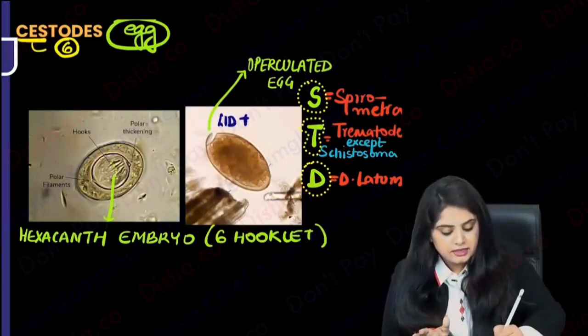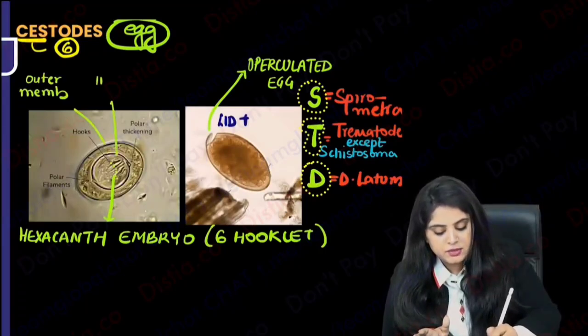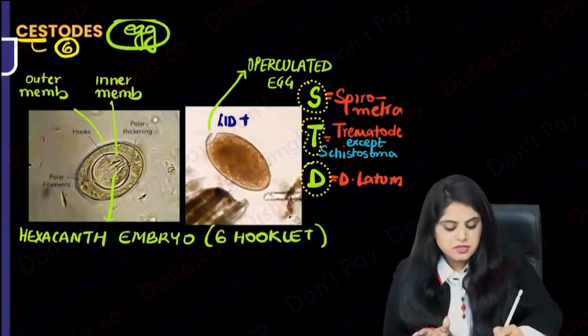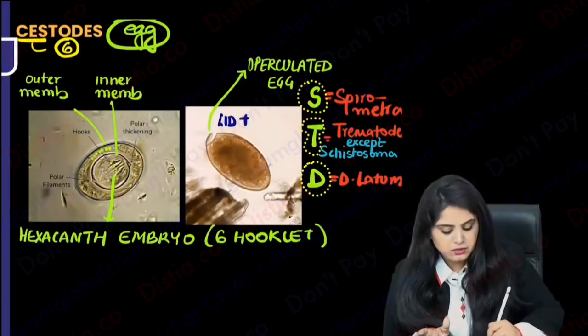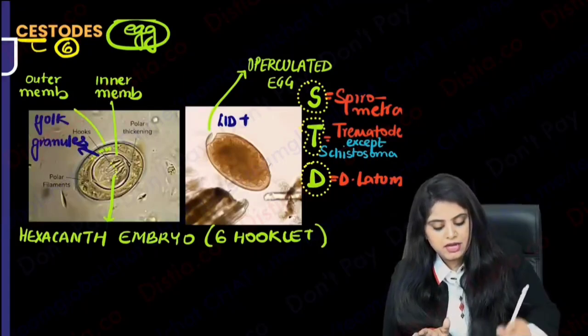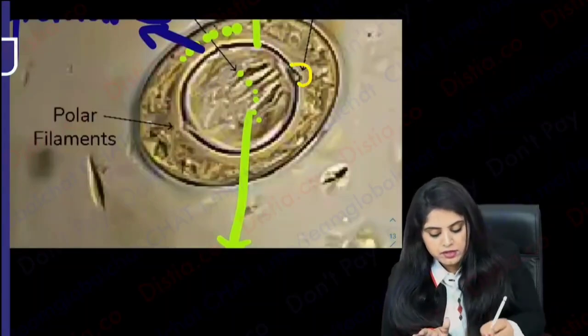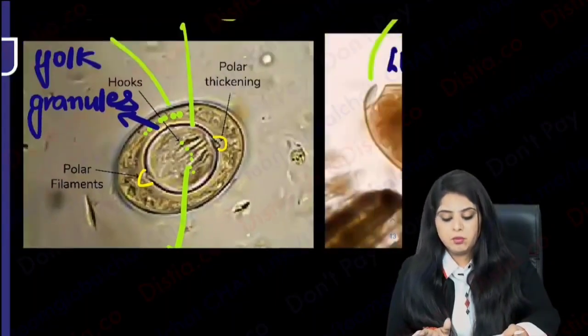Then let me look at the other labelings. I can see there is one outer membrane over here. Yes, if there's an outer membrane, there has to be an inner membrane, obviously. And in between the two, can you see some dirty dot kind of granules? These are referred to as the yolk granules. The dirty material is referred to as yolk granules. What else can you see if you zoom in? You will be able to see one knob over here and one knob over here. Yes, they are polar knobs.